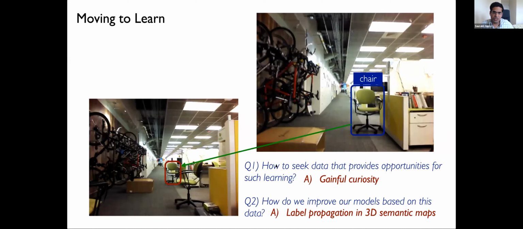And our answers to these two questions are: how do you seek data that provides opportunity for learning? You do gainful curiosity. You explicitly find it, and I'll talk a little bit about that. And how do we improve our models based on this data? You do label propagation in 3D semantic maps, right?